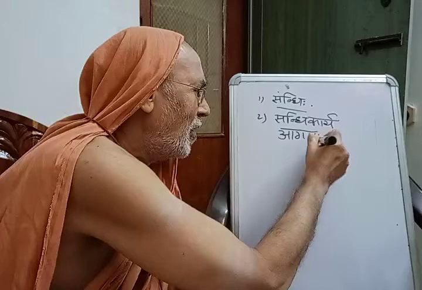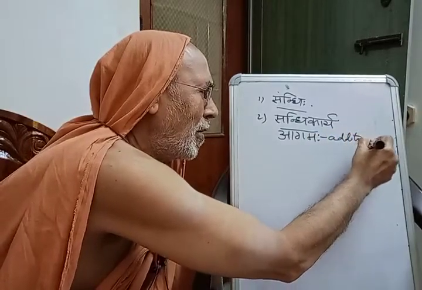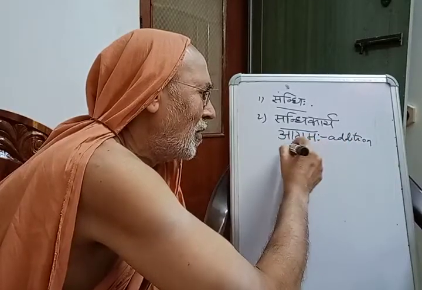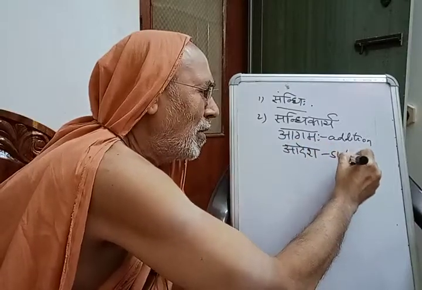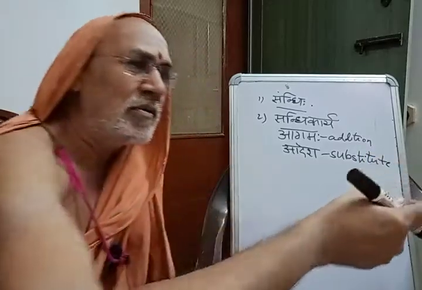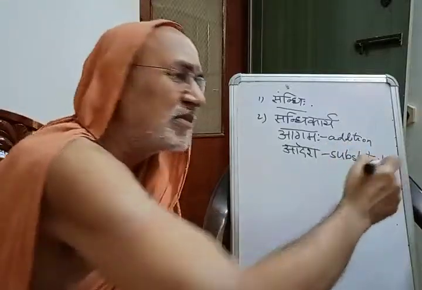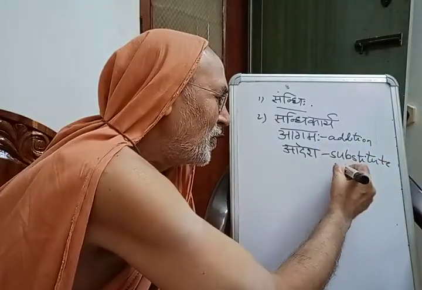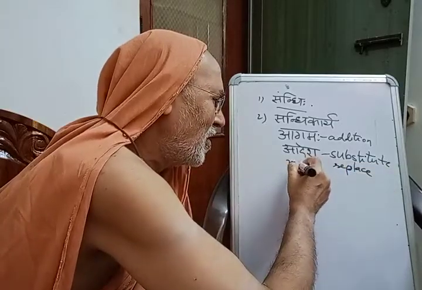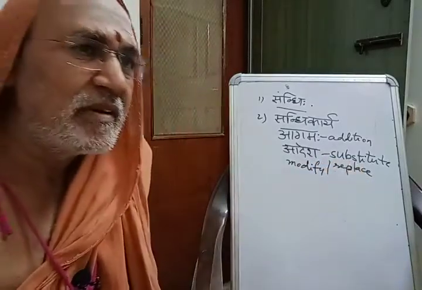Agama is addition. Adesha is substitution, which means you remove the letter and change it. Substituting means replacing. Either you replace or modify, either way.